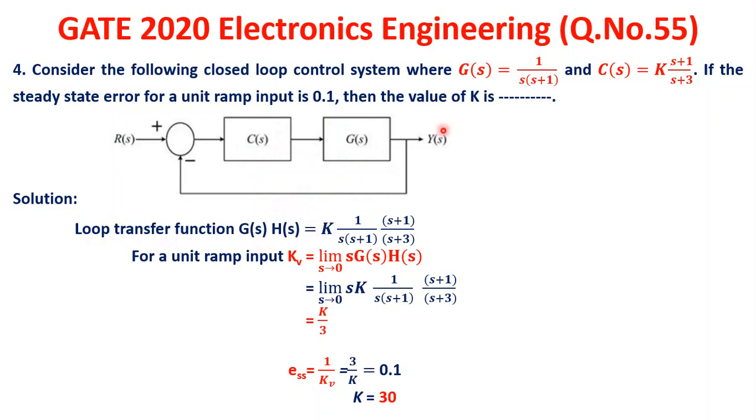Feedback path H of s is 1. Therefore these two should be multiplied. So these two are multiplied and written here. So ramp input means we can find out the steady state error as 1 by Kv.